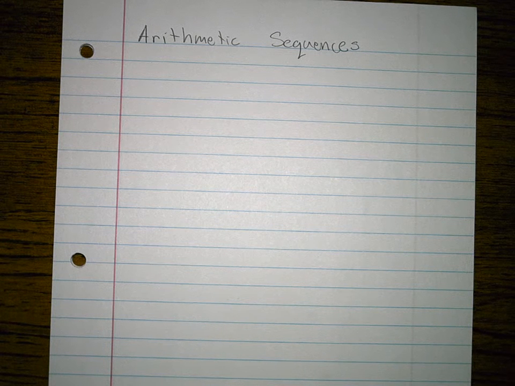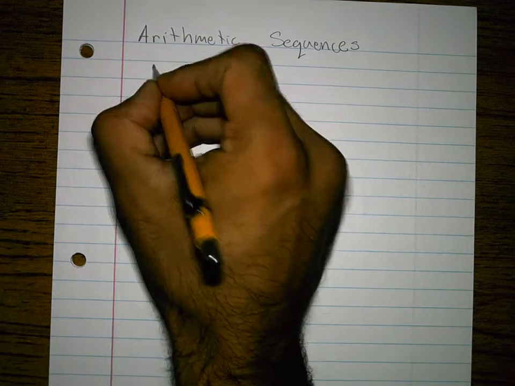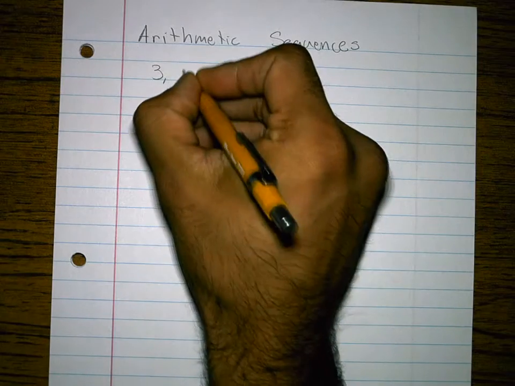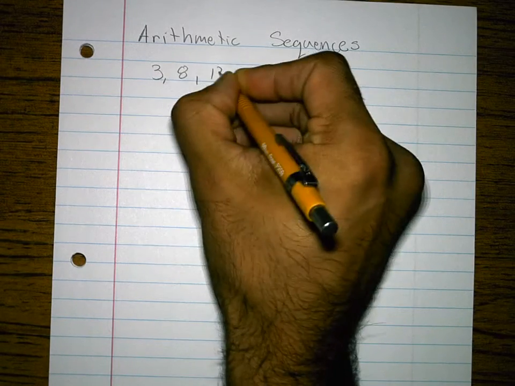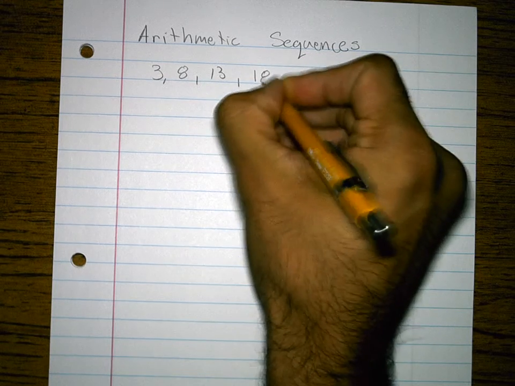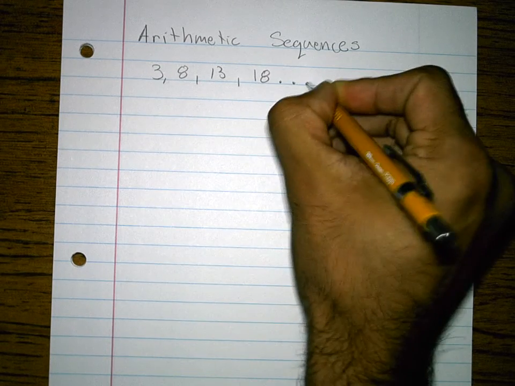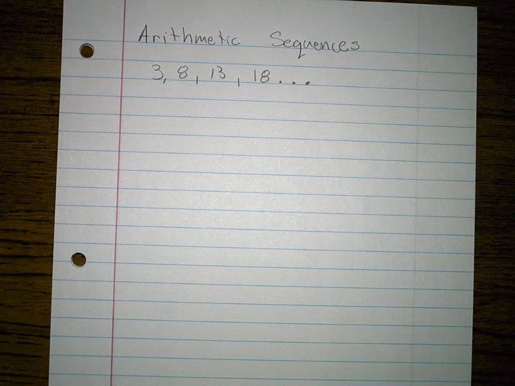We're looking at arithmetic sequences. A sequence is a list of numbers. So I'm going to give you an example of an arithmetic sequence. Very simple one. And this continues on forever. There's a lot of uses for this in higher level mathematics. It's kind of hard to see, but it does come up quite a bit.